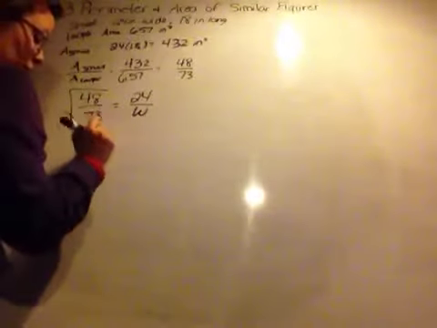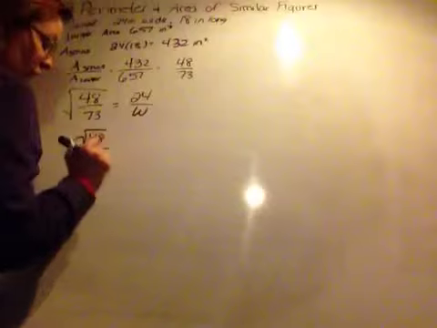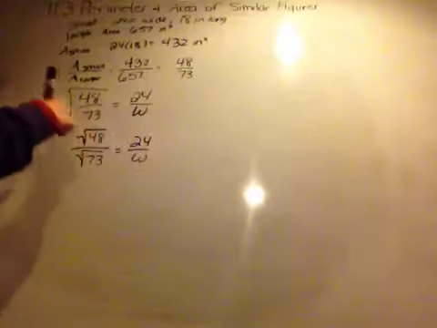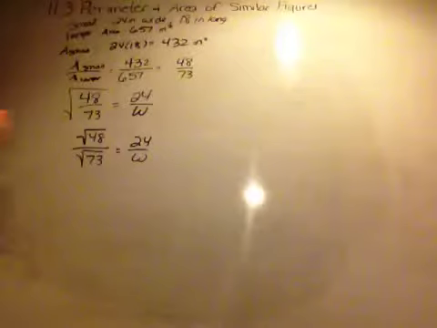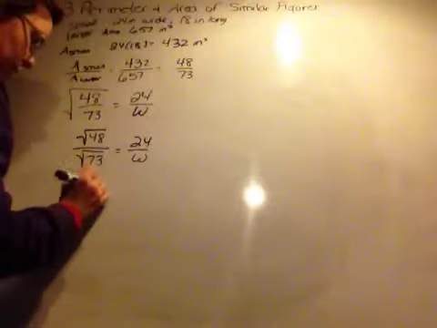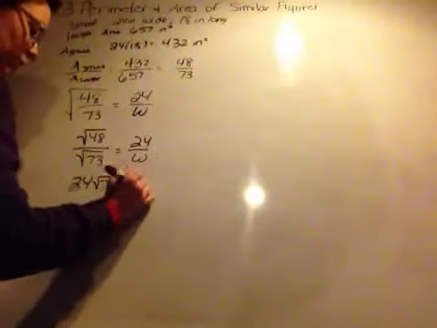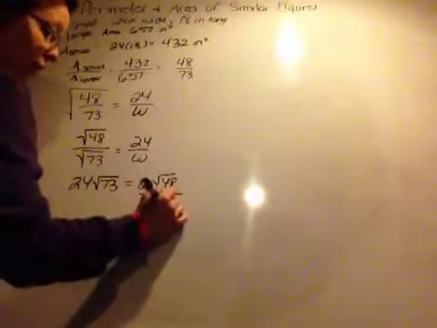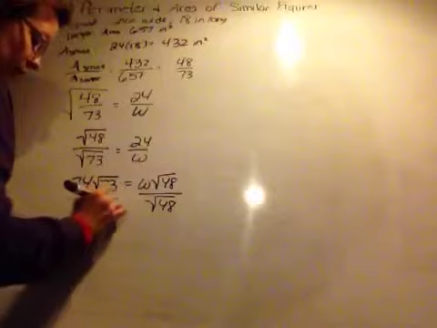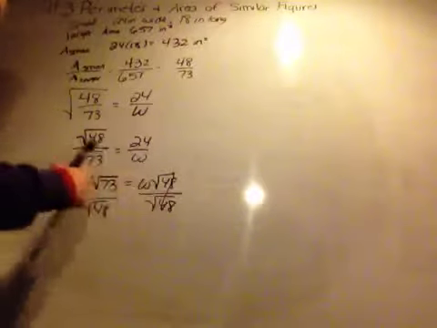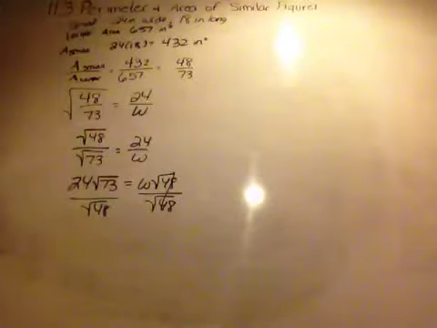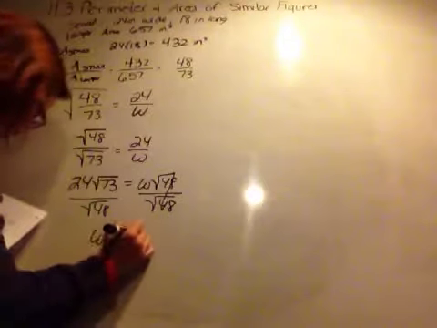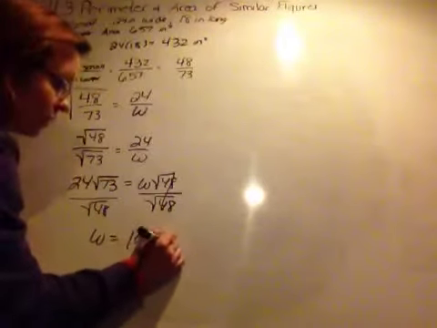So I'm just going to go ahead and write these as 2 separate radicals. You do not need to do anything on the calculator. You don't need to find out what these radicals are. We'll get our answer at the very end. So I'm going to cross multiply. 24 times the square root of 73 equals w times the square root of 48. And then we're going to divide by the square root of 48. Now we're just going to put that into our calculator to get our approximate answer. And we find out that our width is going to be 19.46 inches.